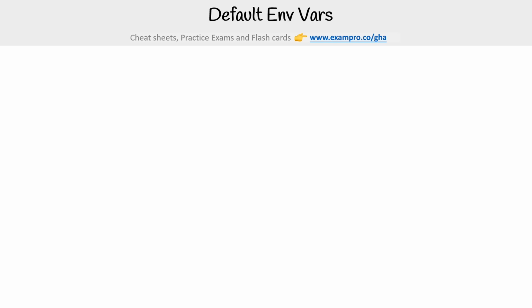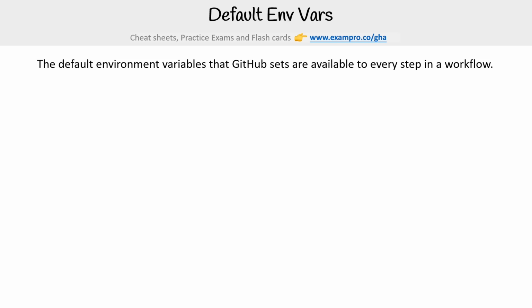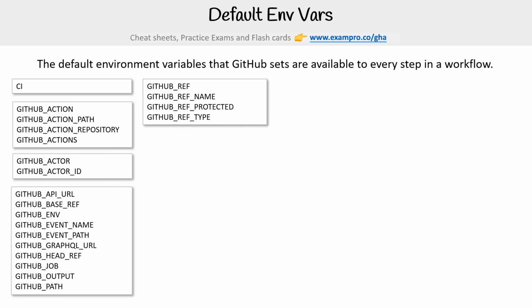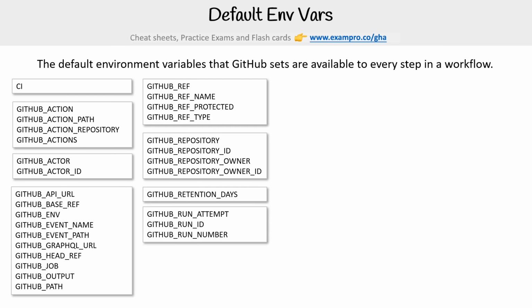Hey, this is Andrew Brown, and we are taking a look at default Env Vars. So Env Vars obviously stands for environment variables. These are ones that are going to be set for you by GitHub that you can access within your environments, in your workflows. So we have CI, the GitHub Actions, the GitHub actor, a bunch of these ones. And you get the idea.